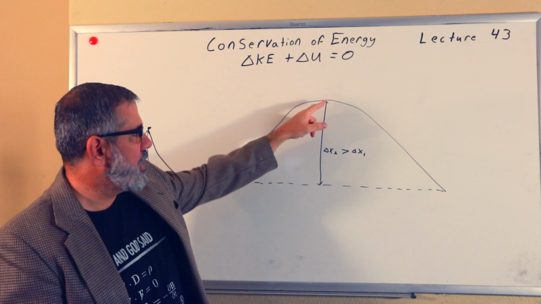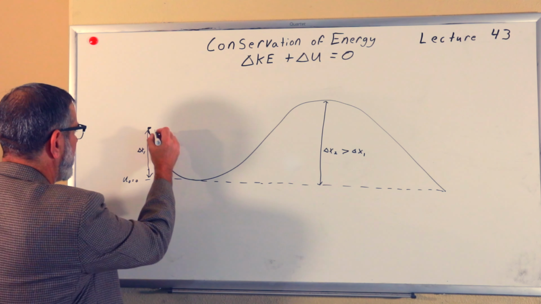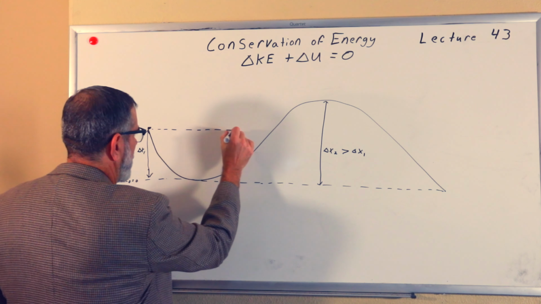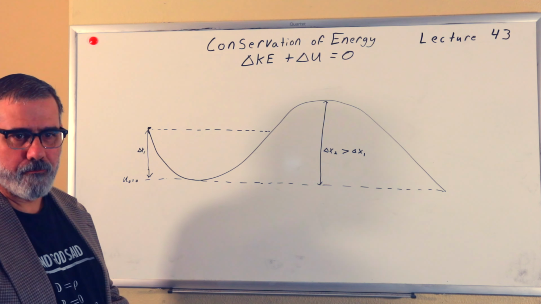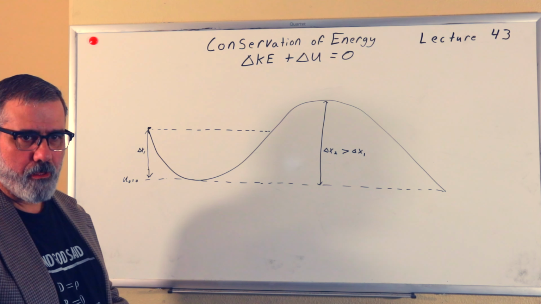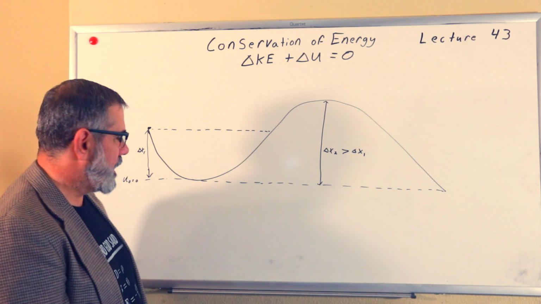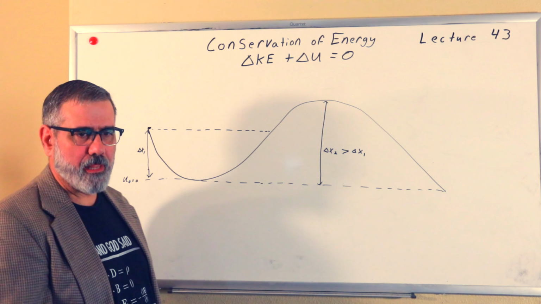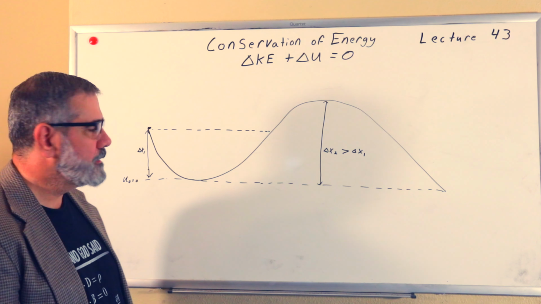Is he going to get to the top of this hill? No, he's not, right? The highest that he could get is this distance here, delta x1, if it's lossless. If it's not lossless, if there's friction and air resistance, then this distance will actually be a little bit less than that, okay? Because energy would be lost to heat and stuff.